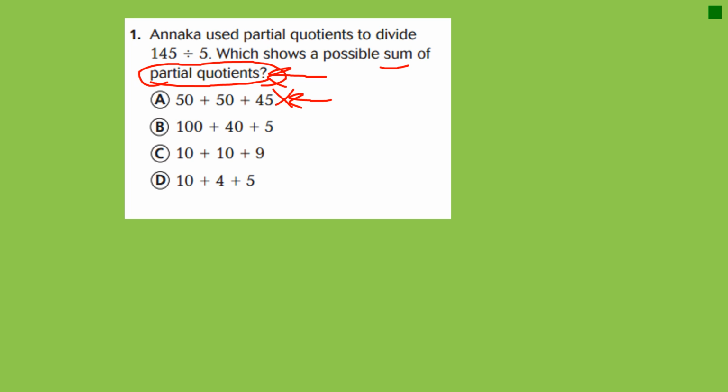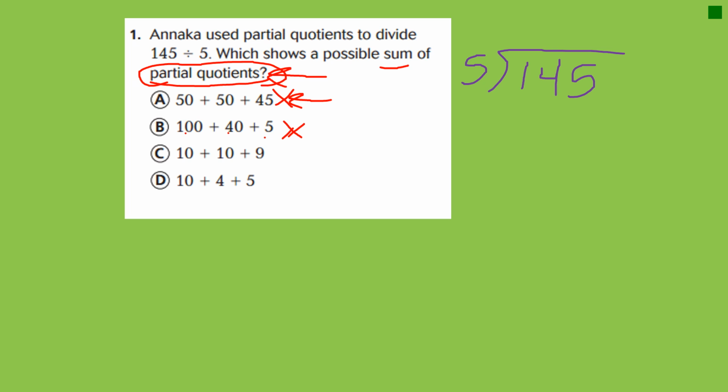And if you look at B, 100 plus 40 plus 5, they did the same thing. They just broke apart 145 again. You can't fool us. Okay?